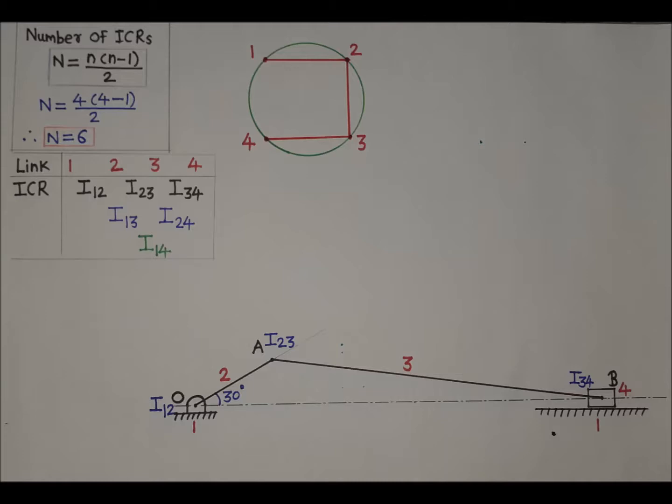Link number 4 is a slider. Between link number 1 and 4, there is a sliding pair.